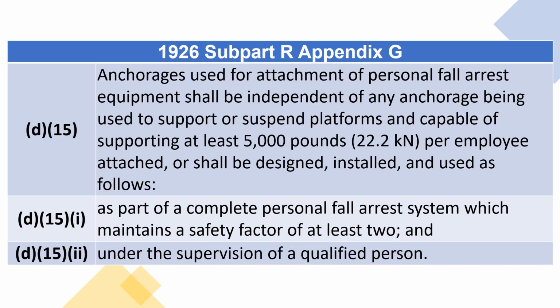D15. Anchorages used for attachment of personal fall arrest equipment shall be independent of any anchorage being used to support or suspend platforms and capable of supporting at least 5,000 pounds (22.2 kN) per employee attached, or shall be designed, installed, and used as follows: D15(1) through D15(2), as part of a complete personal fall arrest system which maintains a safety factor of at least 2, and under the supervision of a qualified person.